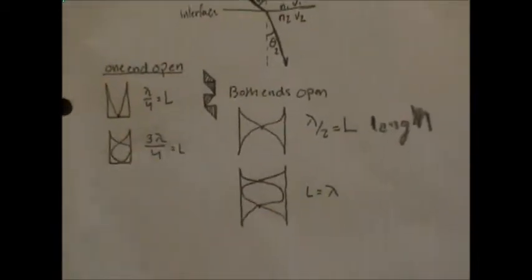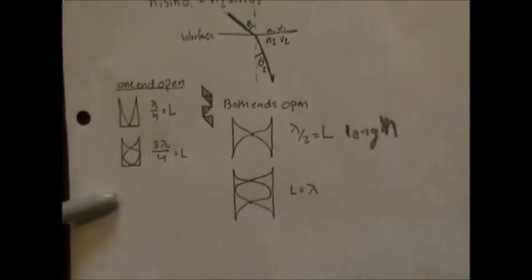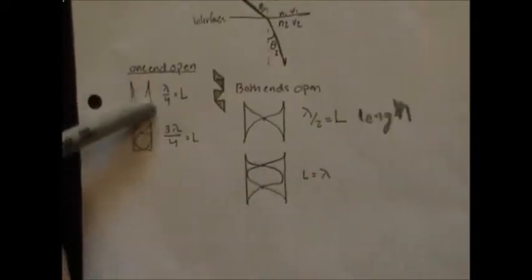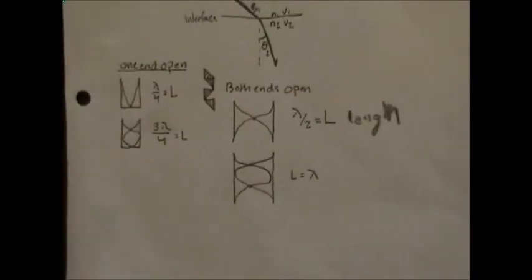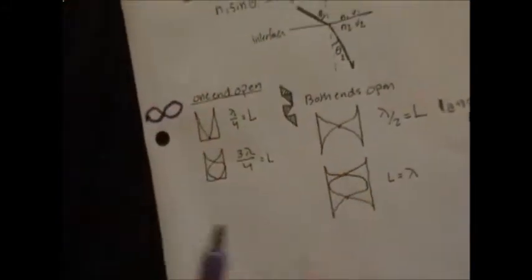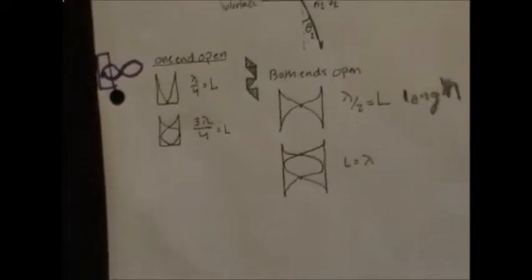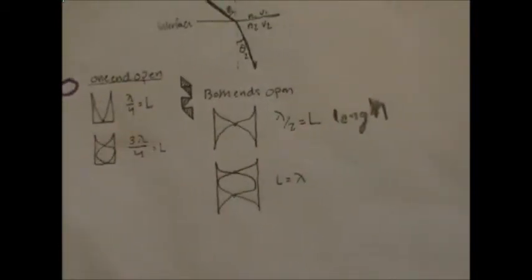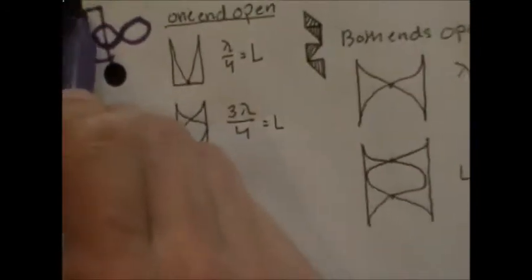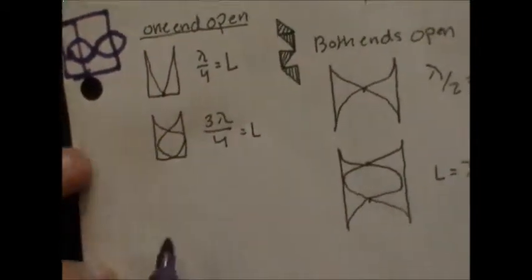Next we have wavelength. Here on this side we have one end open, so if you have something like this, it's 1/4 of a full wavelength. A full wavelength is like this. So as you can see, this here is just 1/4 of that. So to find the length, you would do the wavelength divided by 4. Here we have 3/4 of a wavelength. It'd be that section.